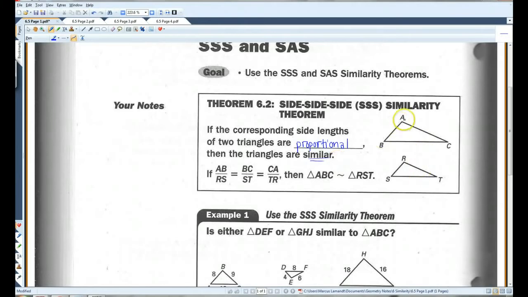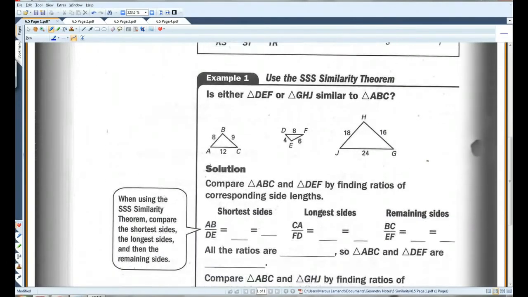Okay, so in this case, if this side and this side and this side are proportional to these three sides, then these two triangles are similar. So, for example, is either triangle DEF or triangle GHJ similar to triangle ABC? What we need to do is compare triangle ABC and triangle DEF by finding the ratios of the corresponding side lengths. So, AB over DE. AB is 8. DE is 4. This simplifies to 2 over 1.